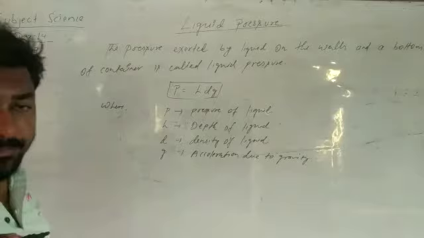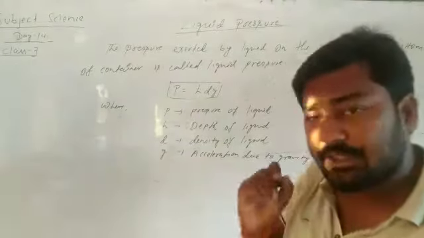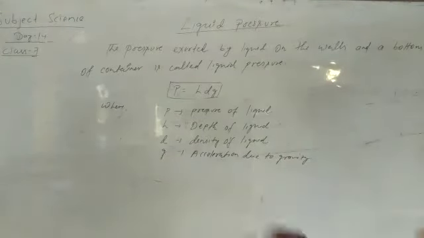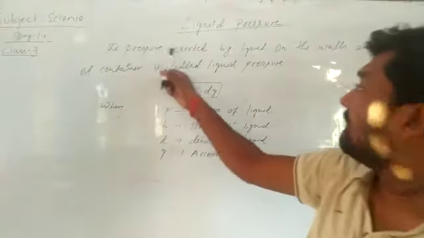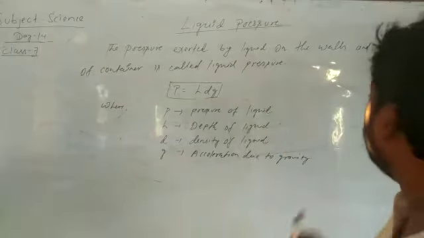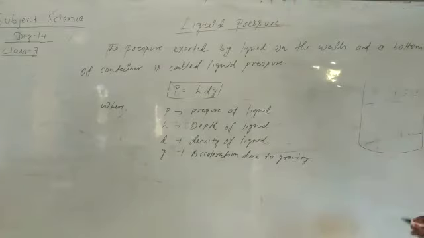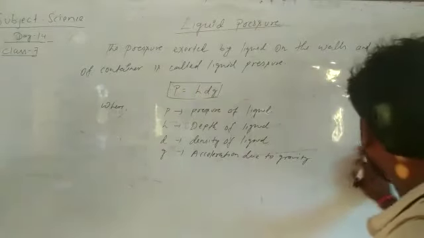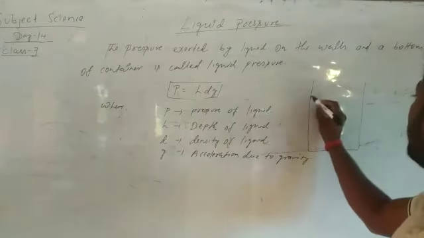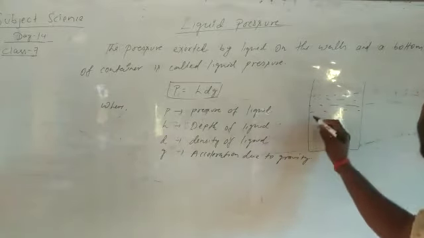Liquid pressure means the pressure exerted by a liquid on the wall and bottom of a container. Okay, just see the figure first. Suppose this is a container, and this is water or liquid.